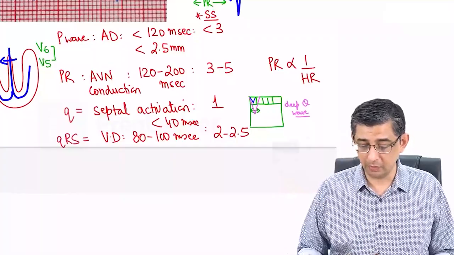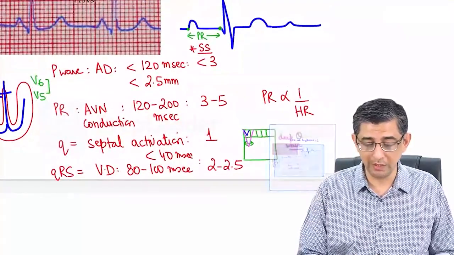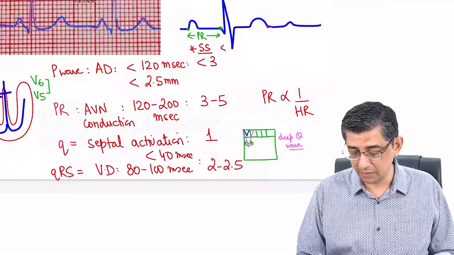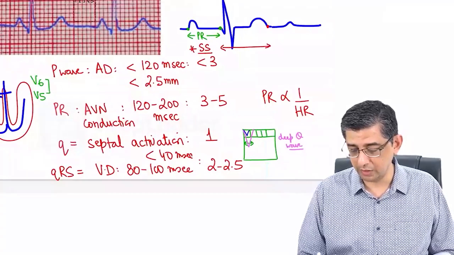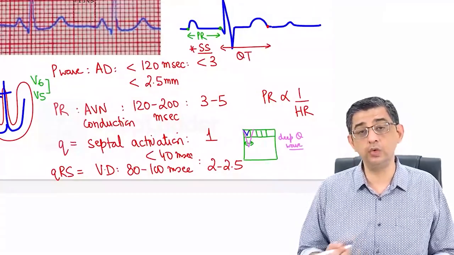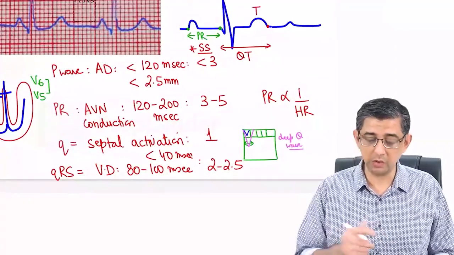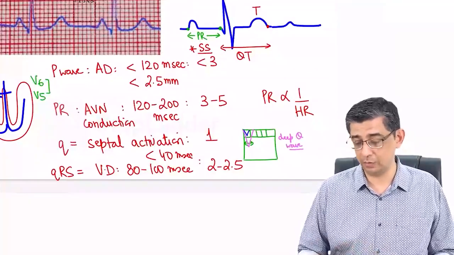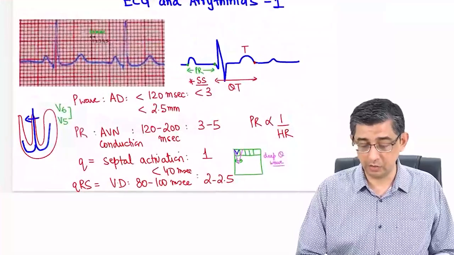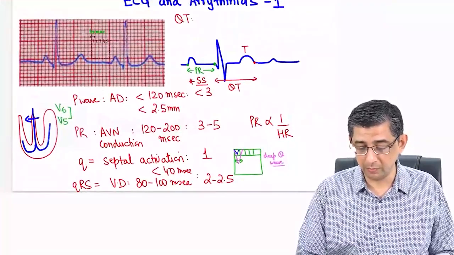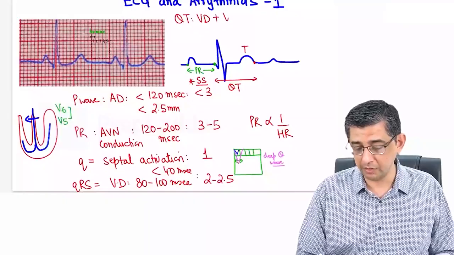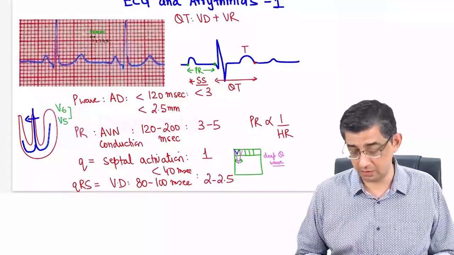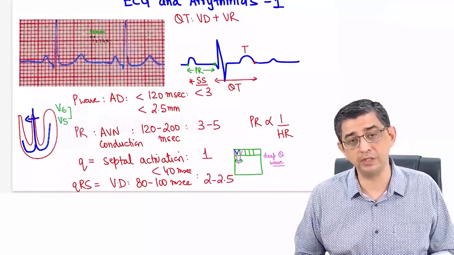Next on the agenda would be to focus on the QT interval, which is mentioned lots of times in MCQs. So QT will be from the starting of the Q to the end of the T, and you can very well see that QT includes the T wave as well as the QRS complex. I want you guys to remember that when I talk about the QT interval, it is going to be a combination of ventricular depolarization plus ventricular repolarization, because it includes the T wave. T wave is for repolarization, QRS is for ventricular depolarization.